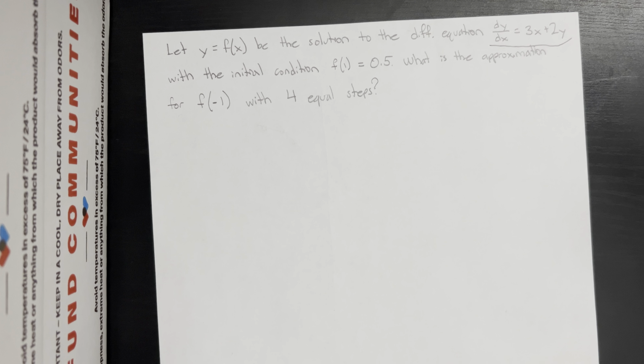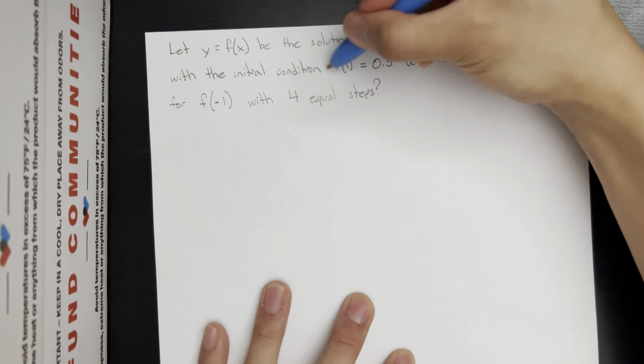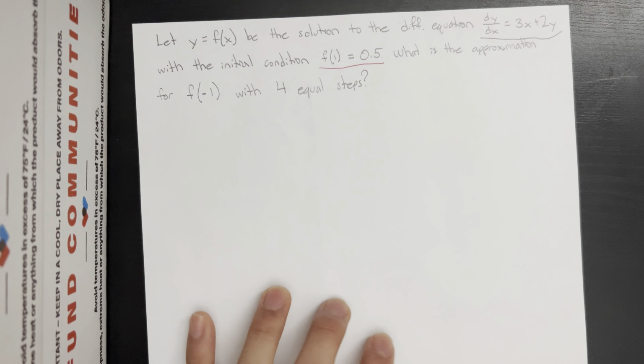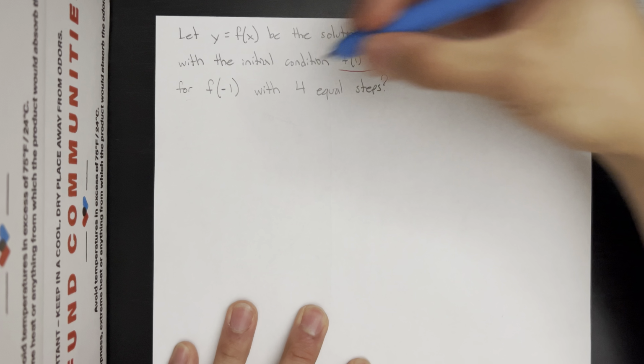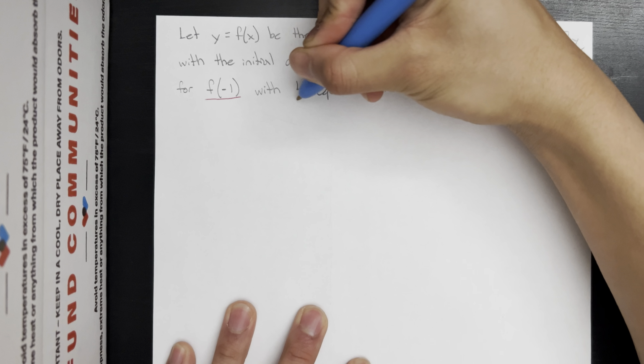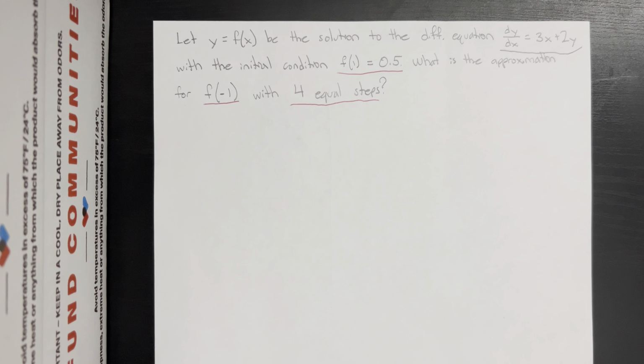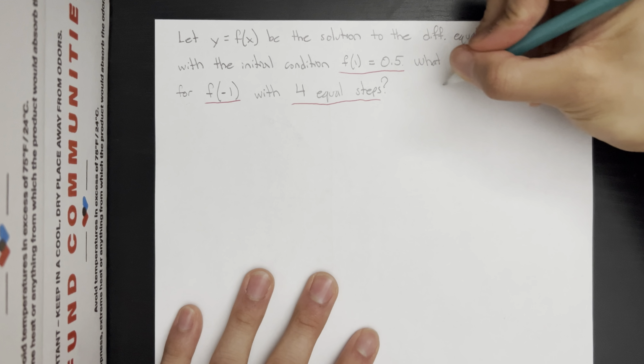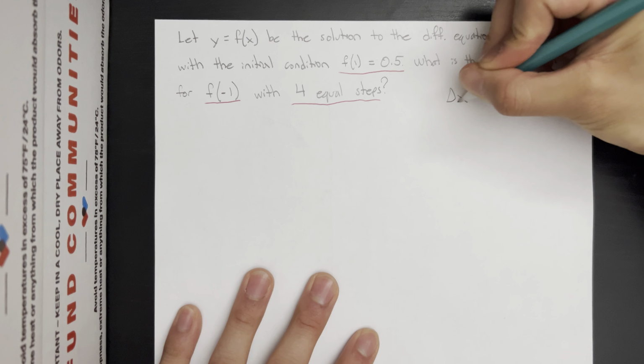And here's our initial condition. It says with f of 1 equals 0.5. And we're finding the approximation of f of negative 1 with 4 equal steps. So the first thing we need to do is find our step size. What is our change in x?